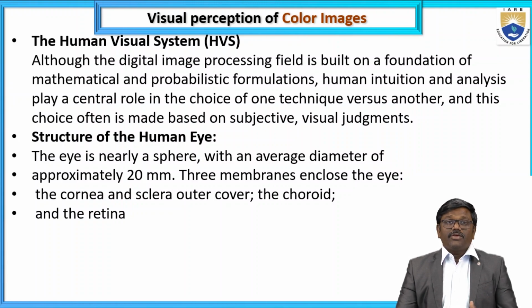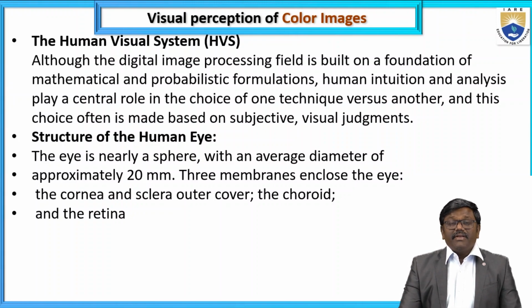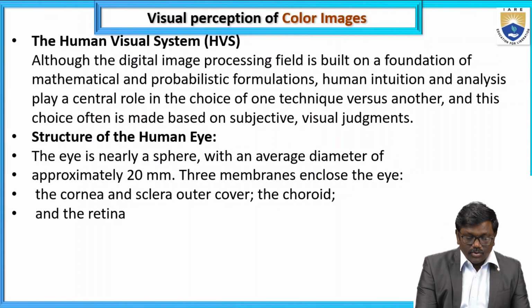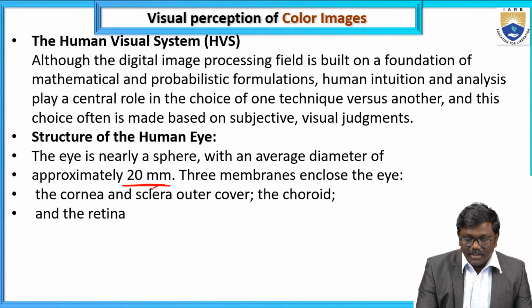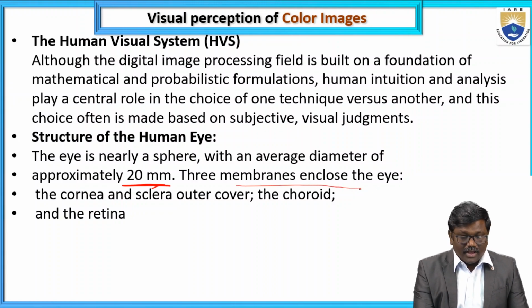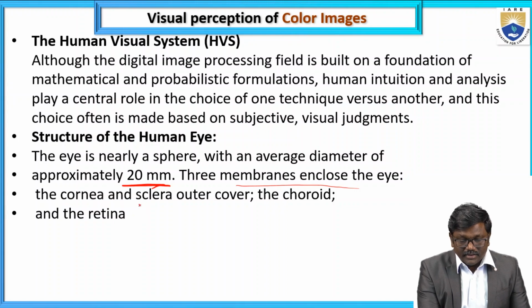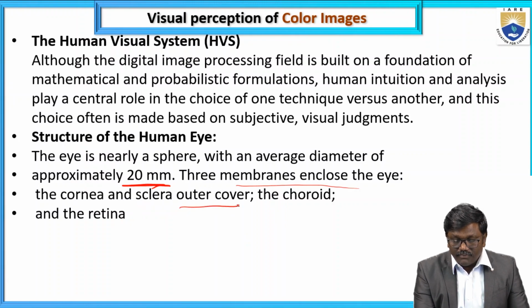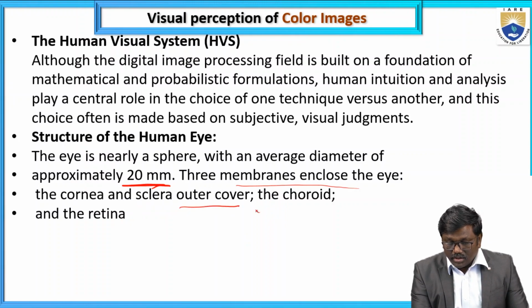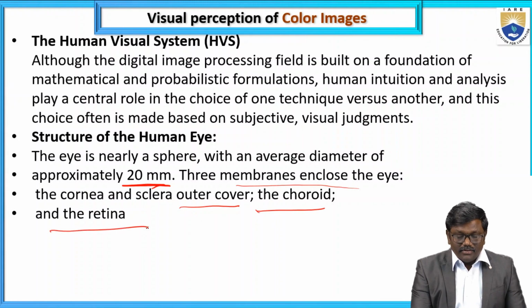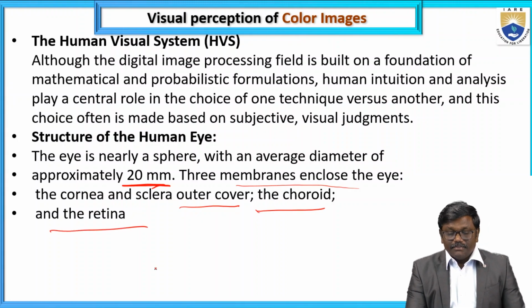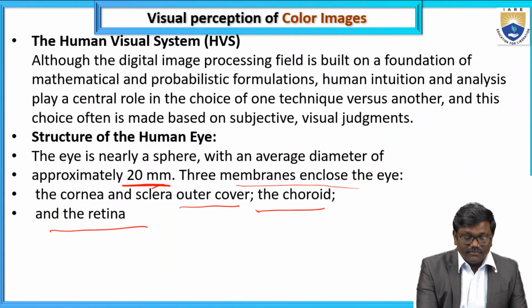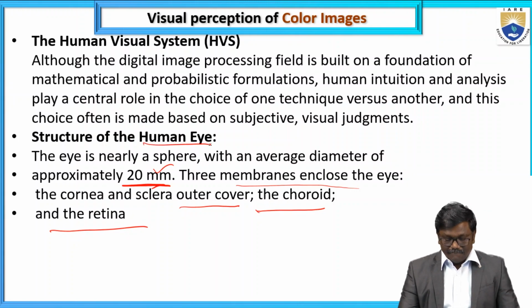The major structure of the human eye: the eye is nearly a sphere with an average diameter of approximately 20 mm. Three membranes enclose the eye: the cornea and the sclera as the outer cover, and the choroid and the retina. So by using these membrane components with a diameter of 20 mm, we can see the structure of the human eye.